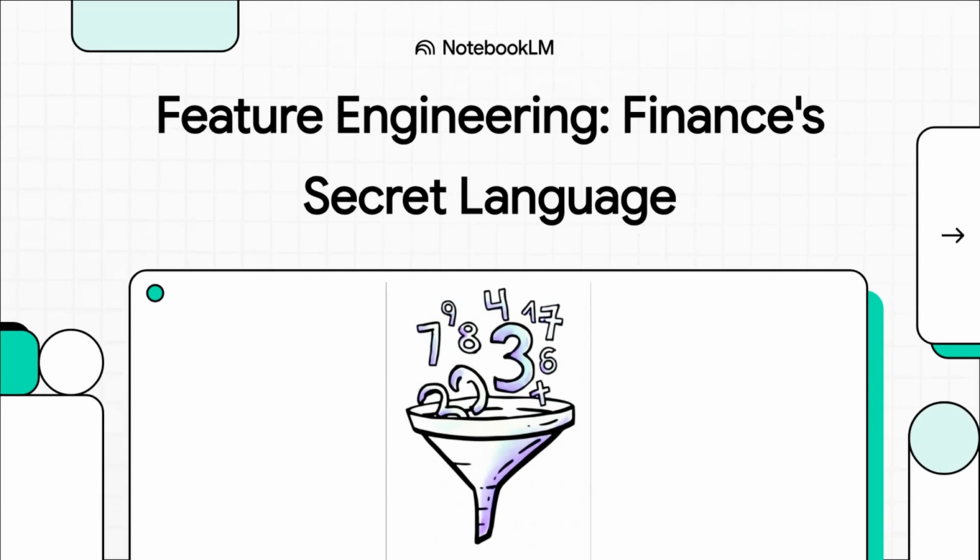Welcome to The Explainer. Today, we're diving into something that's quietly running your entire financial life, whether you know it or not. It's called feature engineering, and it's basically the secret language that translates your data into major decisions. So let's just jump right in.